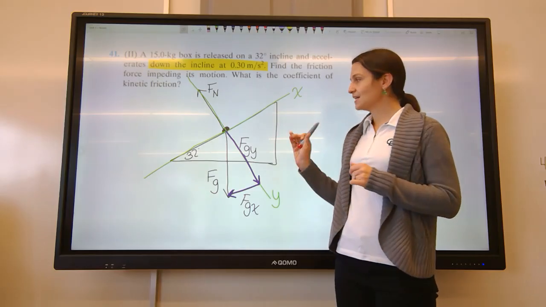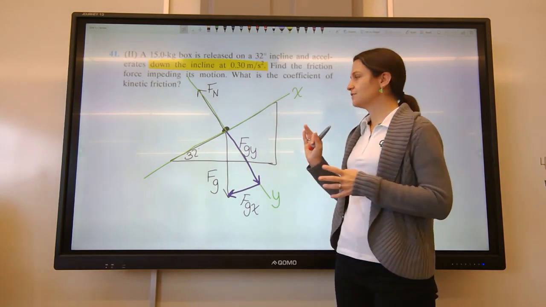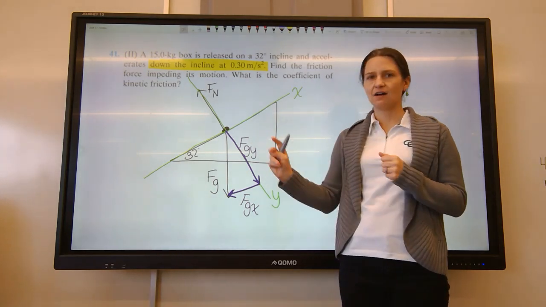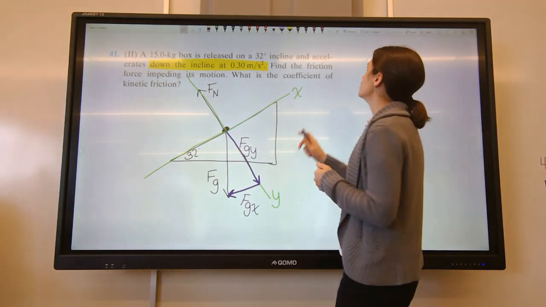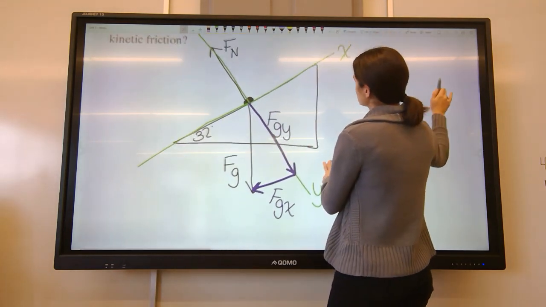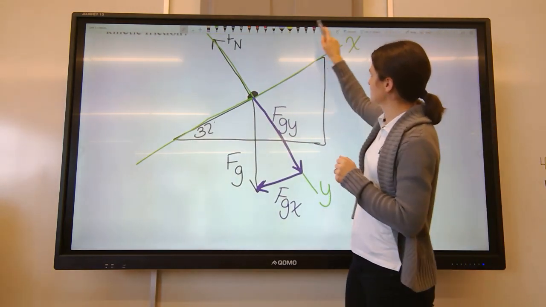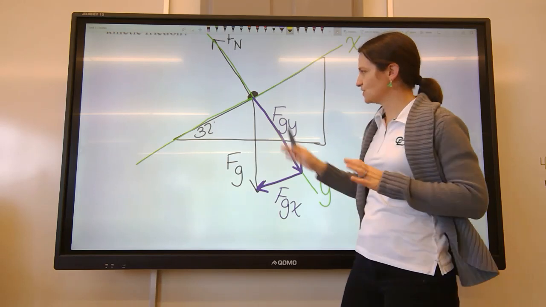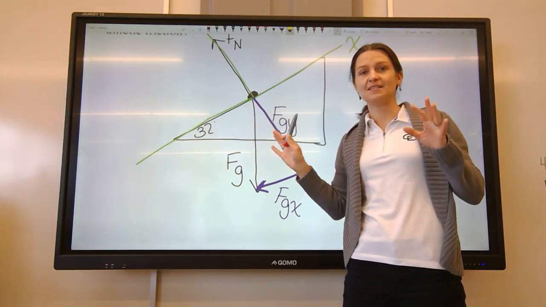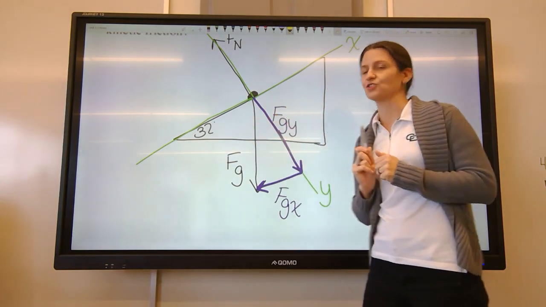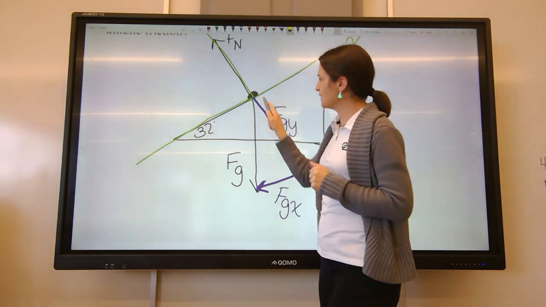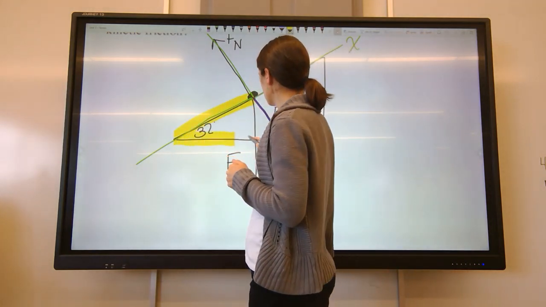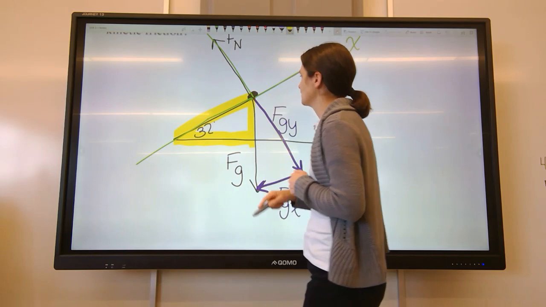Now I've got to analyze some triangles here to figure out exactly how to line up my trig relationships. So you're going to want to pay some relatively close attention to this because it can get a little bit confusing. This diagram can get a little bit busy, so you want to see what I'm drawing as I draw it. I'm going to think about this triangle right here.